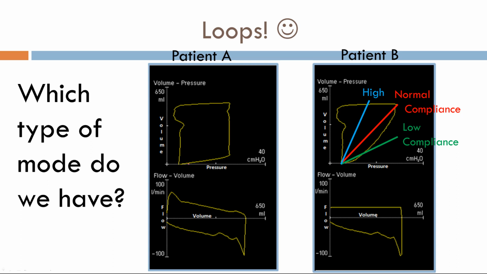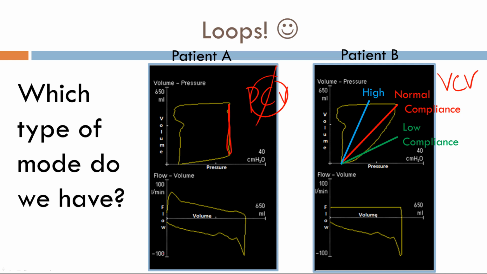Coming back to patient A, you cannot assess compliance in this patient. Why not? Because the pressure here is constant. Pressure here is the target variable. So throughout the inspiratory phase, it will be constant. Therefore, you cannot assess compliance. You can only assess compliance in volume control modes. You cannot assess compliance in pressure control modes for that reason.